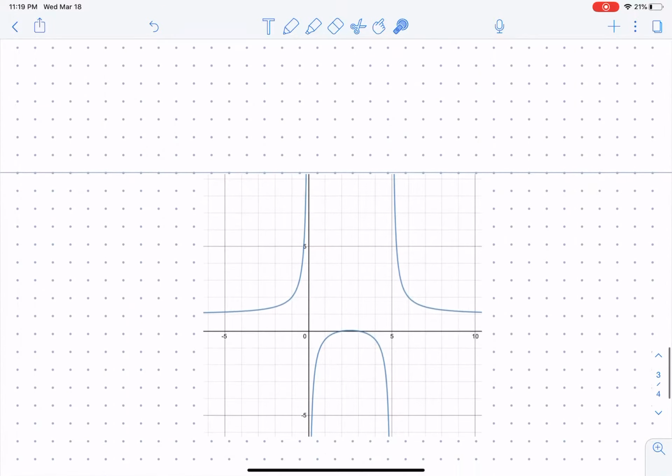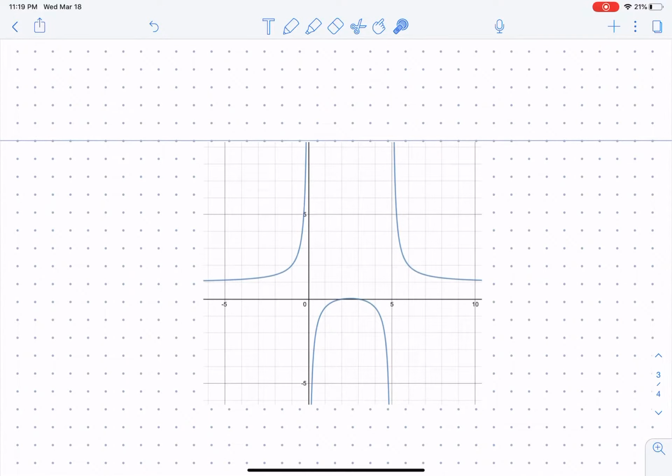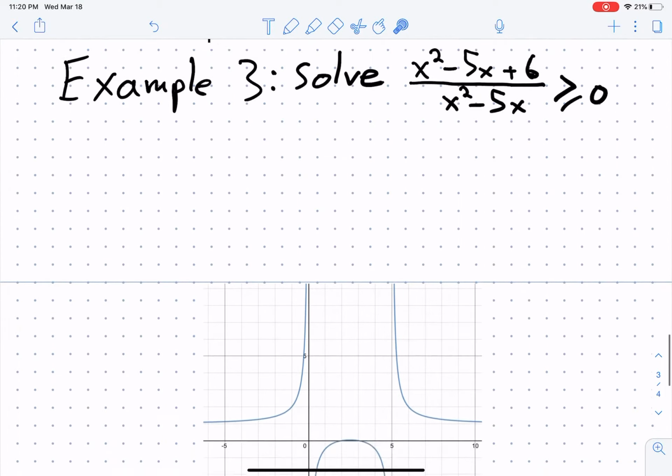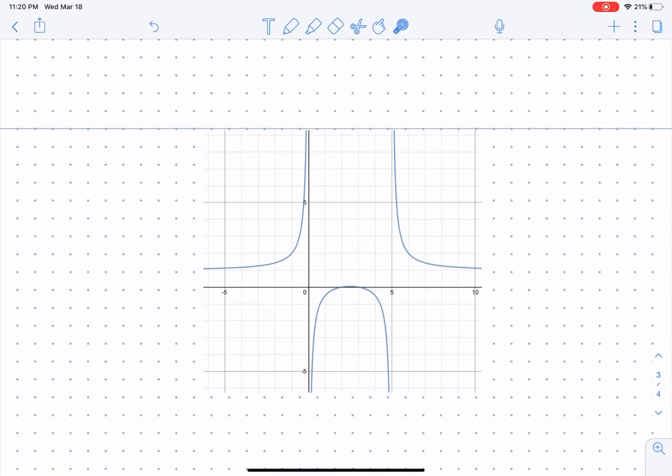So this is a graph of this thing, and you can see that the graph consists of, it looks like 3 pieces. There's a piece here, there's a vertical asymptote, there's a piece here, there's another vertical asymptote, and then there's a piece here. And we're looking along the x-axis, what are the different x's that we can choose that when we plug that x into the function and we get an answer, it gives us an answer that is bigger than or equal to 0. So that's what we're after.